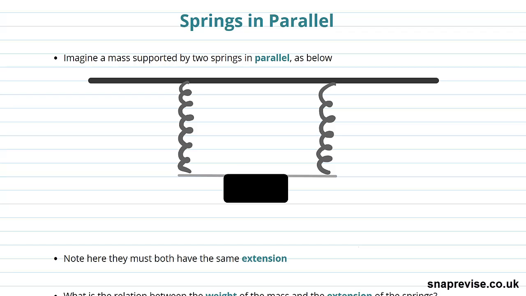So here we're going to look at two springs in parallel. All that means is that we have two springs supporting a weight or being pulled. For instance, here we've got them supporting a mass. And what's going to happen is that by being in parallel, they have the same extensions.